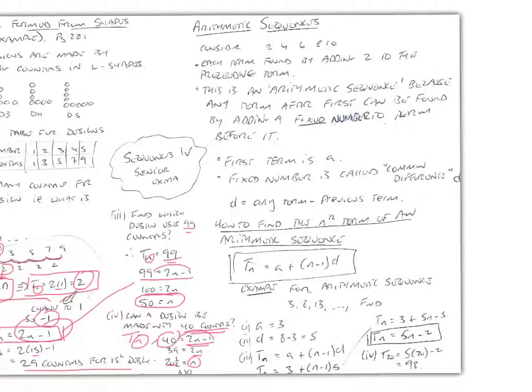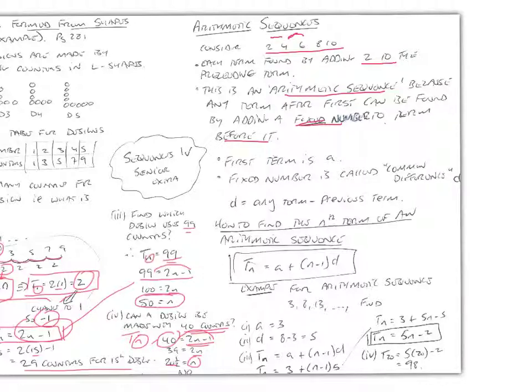So now we're going to look at arithmetic sequences. So let's consider the sequence 2, 4, 6, 8, 10. Each term is found by adding 2 to the preceding term. It's obvious enough. This is an arithmetic sequence because any term after the first can be found by adding a fixed number to the term before it. So the fixed number that we're adding to the term before it is 2. If we add 2 to 2, we get 4.